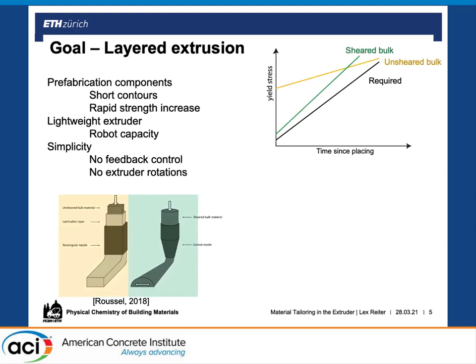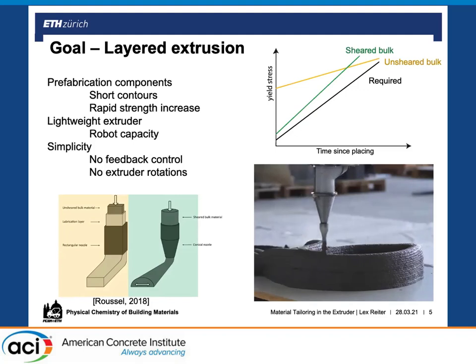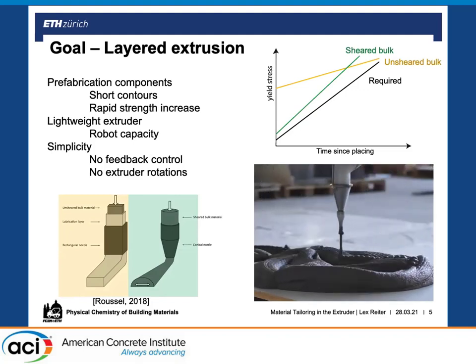Which means that in this sheared bulk approach, we have to start with a much lower yield stress. And because of that, we have to rely much more strongly than other processes, which you see in the yellow, on the increase of the yield stress over time. You can see in this video that our process without any activation already collapses after about 10 centimeters. So we are very limited without this increase of yield stress over time.